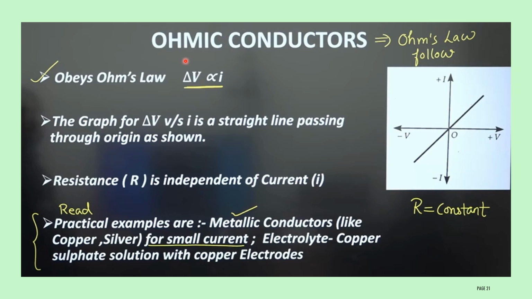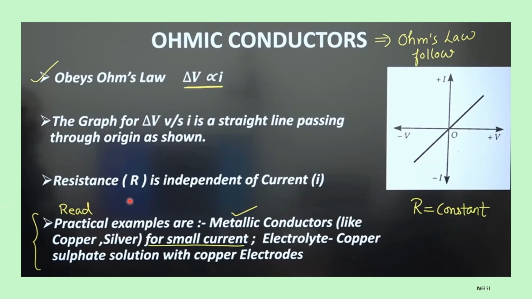Next one, ohmic conductors. Ohmic conductors means they have to obey Ohm's law. First, it has to obey Ohm's law. Delta V is directly proportional to I. The graph of delta V versus I is a straight line passing through the origin as shown. Let us consider the graph. We plot a graph between delta V versus I. Then here you will get a straight line passing through the origin. If you get a graph like this, it indicates that it obeys Ohm's law. That is very, very important. You have to remember the type, the shape of the graph.